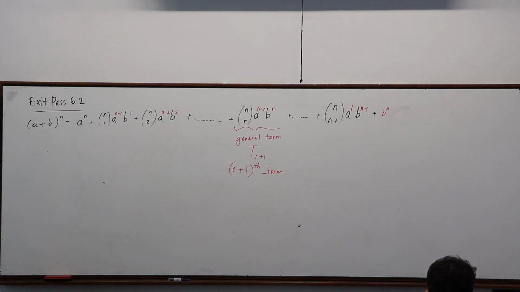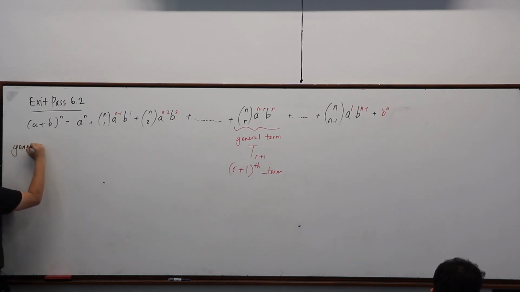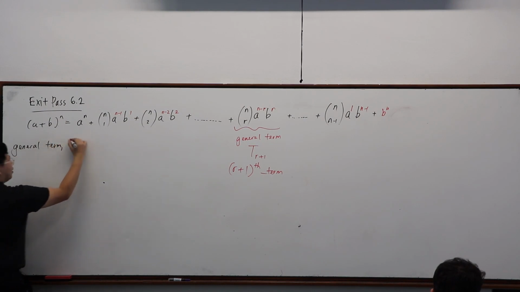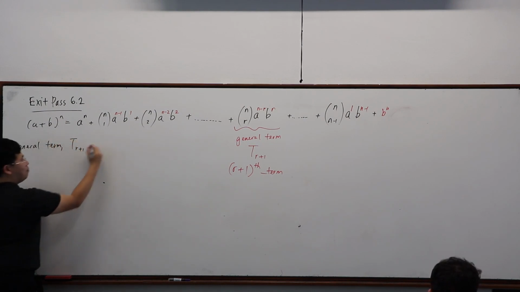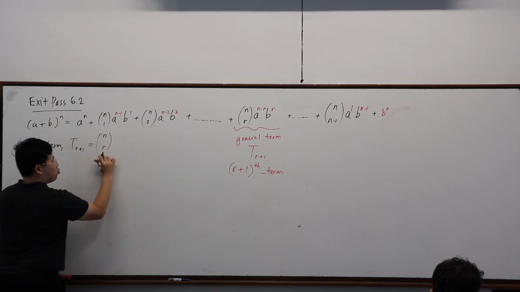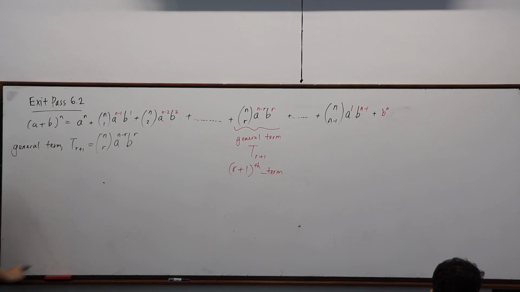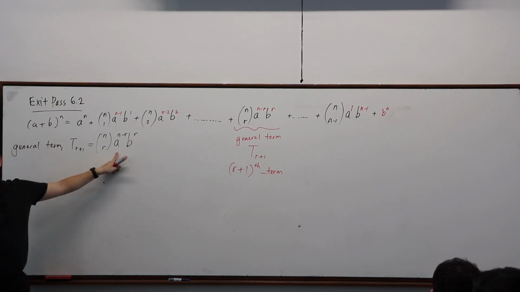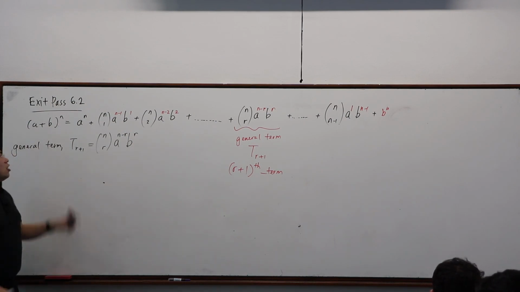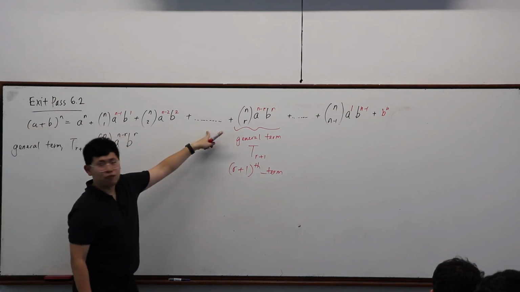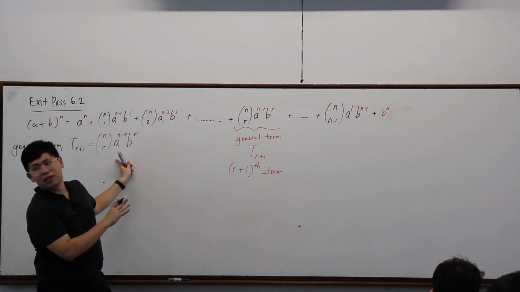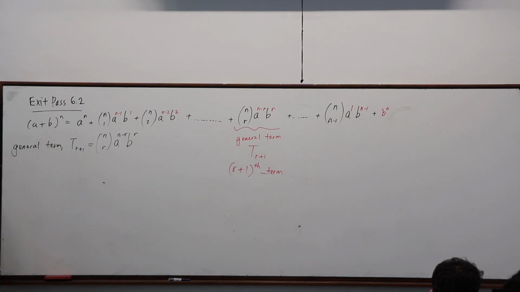Now, I will need you to remember a few special results. The first one is, of course, the general term, the (r + 1)th term, T_(r+1). The format is n choose r, a and b, with powers n−r and r. So this is the format for the general term. If you are looking for a specific term in the middle, for example term number 5, then we can do this.